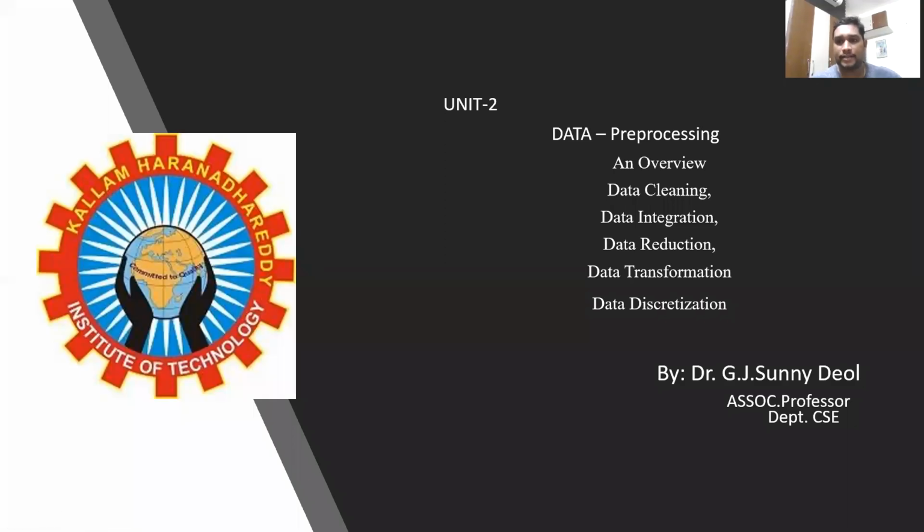Good morning, students. In the last class, we discussed what pre-processing is and why there is a need for it. What makes pre-processing come under data warehousing, right? In this session, we are going to discuss various pre-processing techniques.